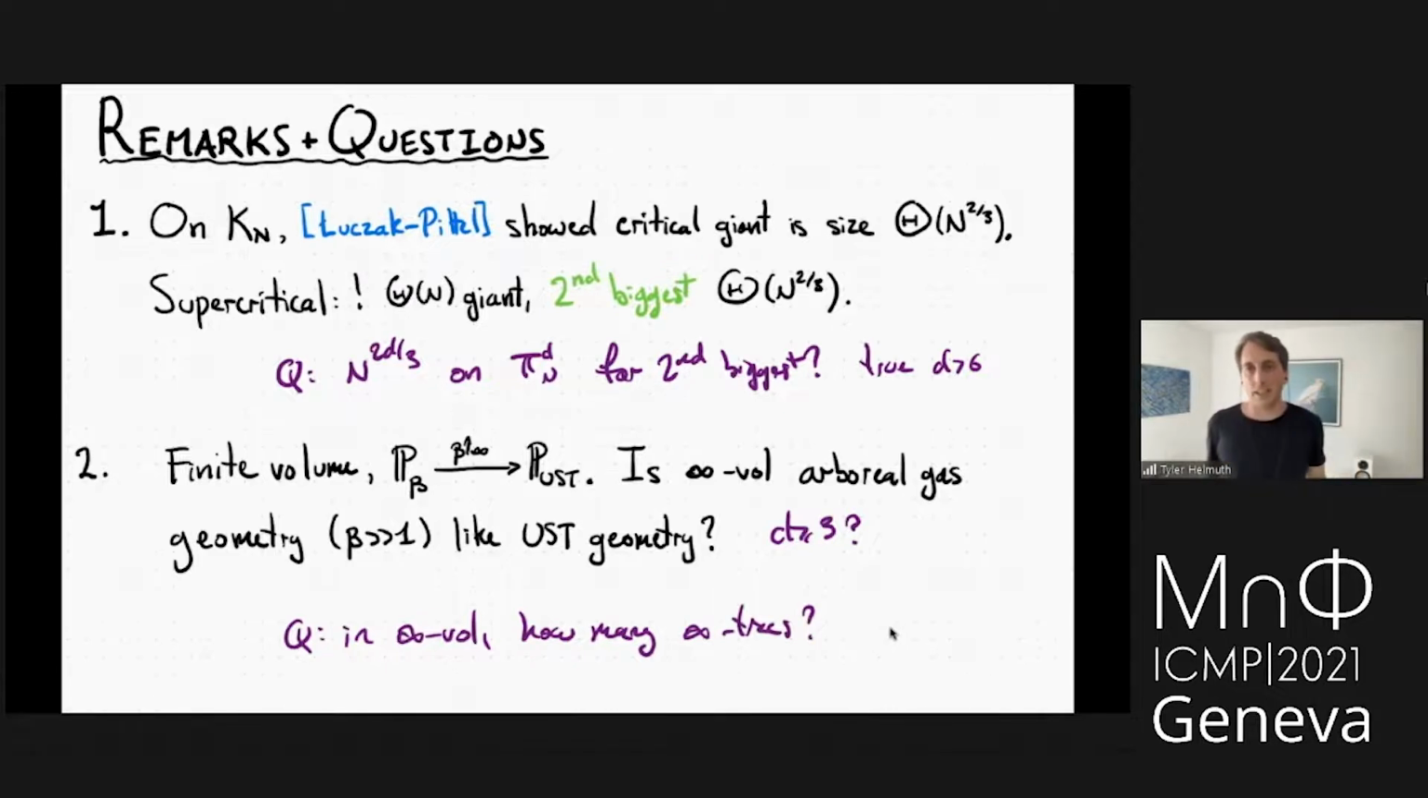And I think a natural guess is that in 3 and 4 dimensions, there'll be a unique infinite tree, and in 5 and higher, there will be infinitely many infinite trees, but that's an open question at this point.